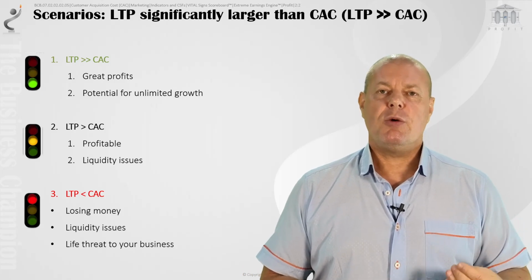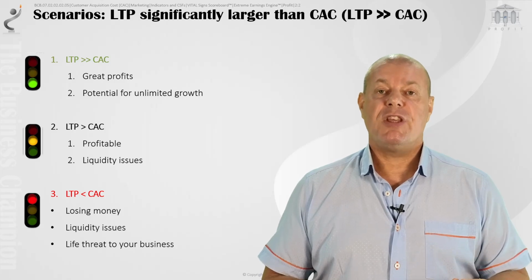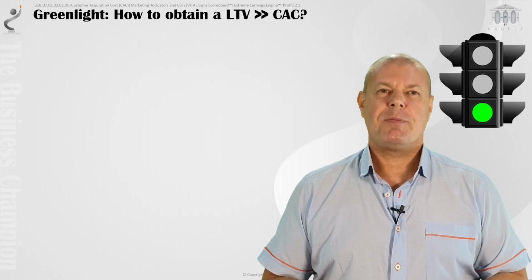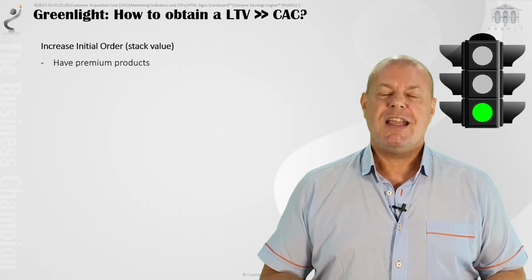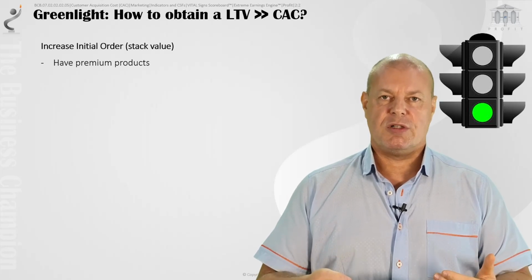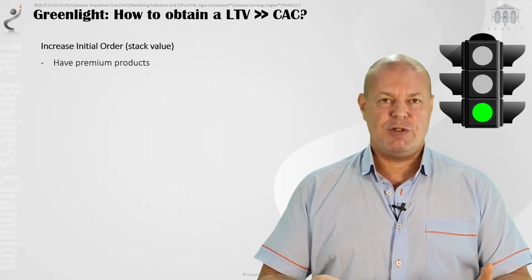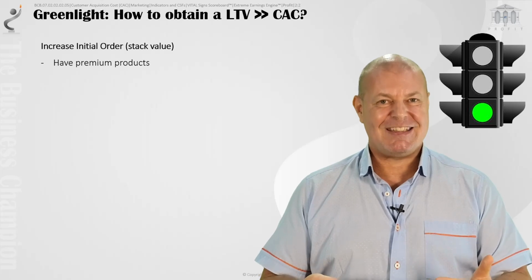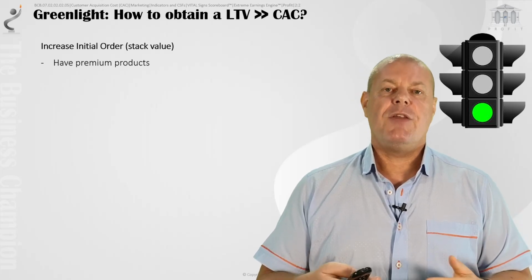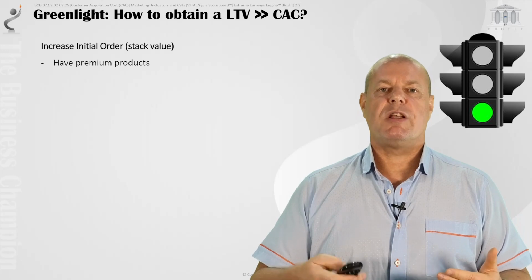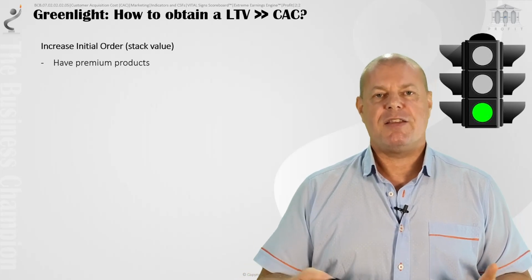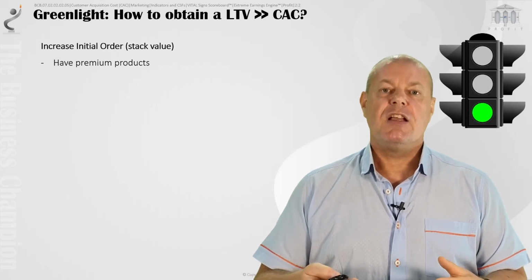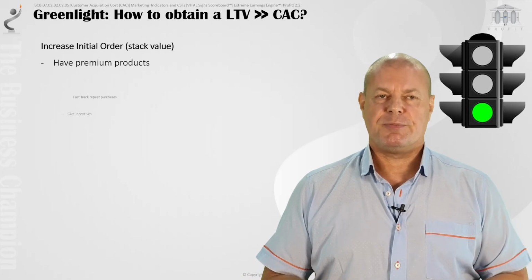Now, if you're in yellow or red, basically there are a few things you can do. Well, there are many things you can do, but in this video I will present a few. The first thing you can do to go green is increase the initial order. To do that, you need to stack value and/or create a premium product and explain to customers why they should buy this instead of the cheaper product. If you go to McDonald's, they will ask you, do you want a big menu? Do you want a sundae on the side? Do you want a coffee? And all of that is upselling, so the order value gets bigger.